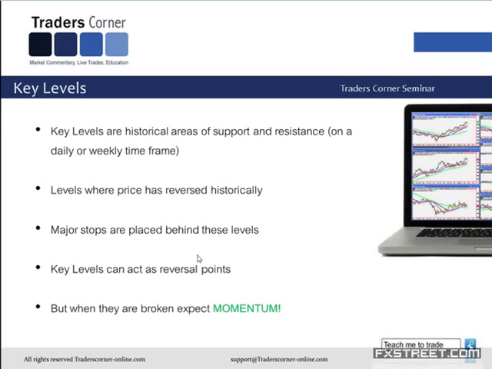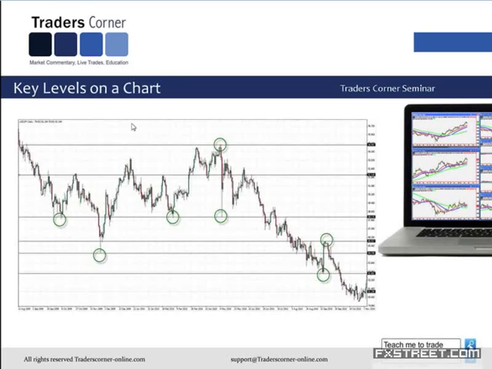And then key levels, as I said here, can act as reversal points. But when they are broken, you need to expect momentum through the level. That's the first key criteria, and your first clue as to whether you're trading a true breakout or a false breakout. A true breakout will break through with momentum. A false breakout will not have very much momentum through the level. And this is what they are.